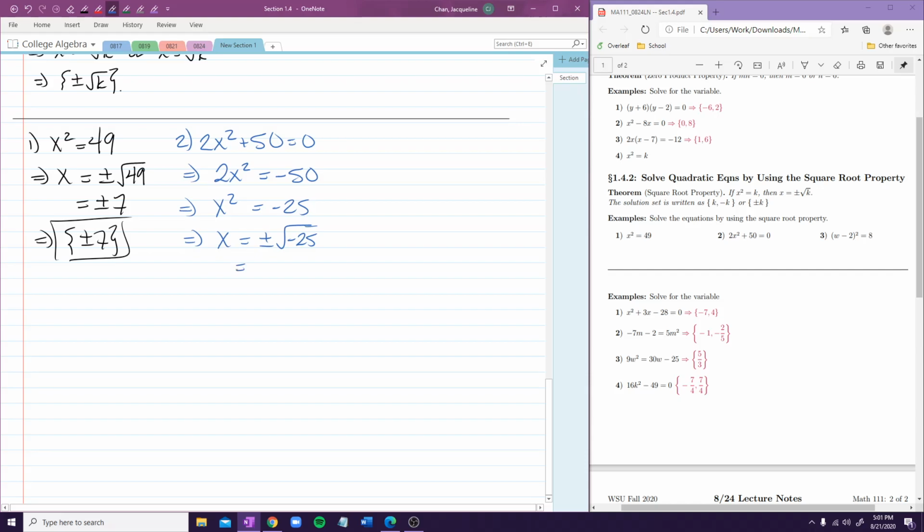Let's simplify this more. What is the square root of negative 25? It is plus or minus 5i. What I didn't show is that the square root of negative 25 is i times the square root of 25. But remember, 5 squared is 25. Even if I did 5i quantity squared, this is going to be negative 25, because this is 5 squared times i squared. So 25 times negative 1, which is negative 25.